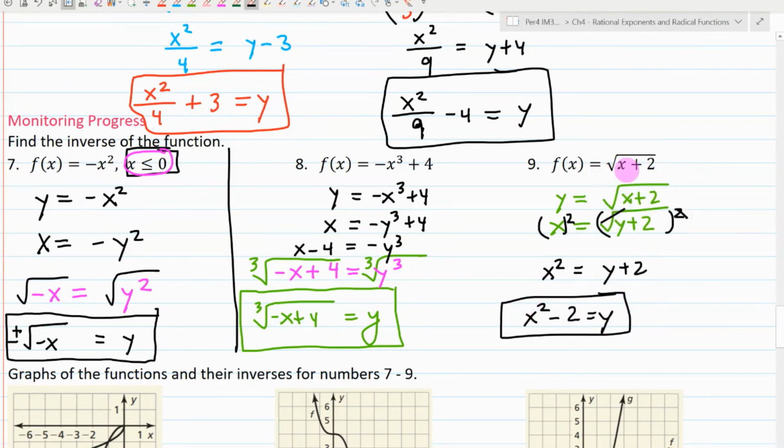So you're basically saying, what's happening to x here? We're adding 2 and taking a square root. So what are we doing to x here? We're squaring it, and then we're subtracting 2. So we're undoing these. We're undoing a square root by squaring, and then we're undoing a plus 2 by subtracting 2. Okay, so that's what an inverse function does. All right.